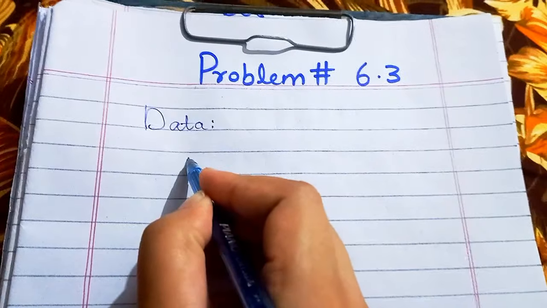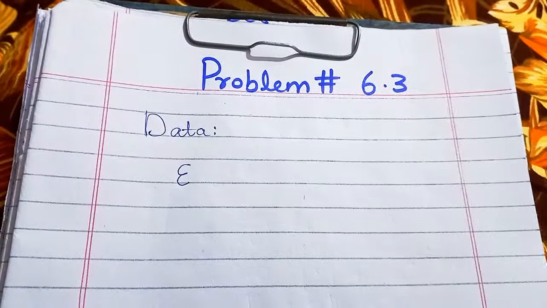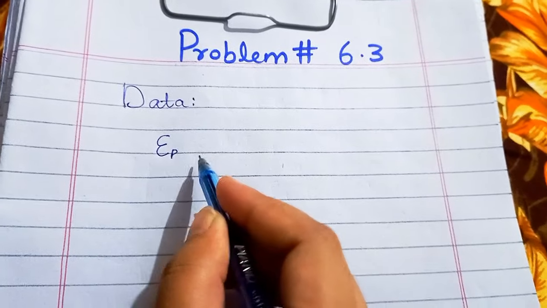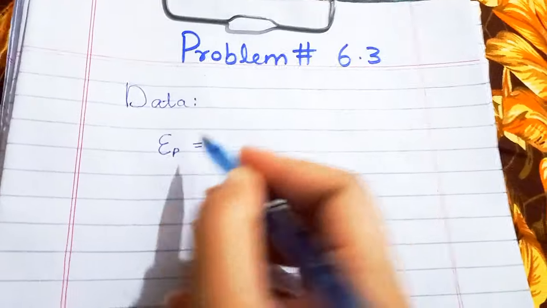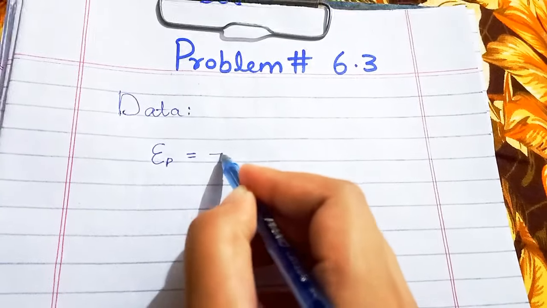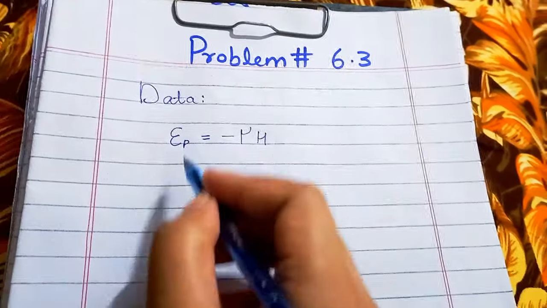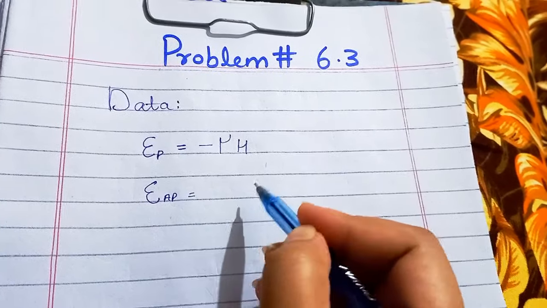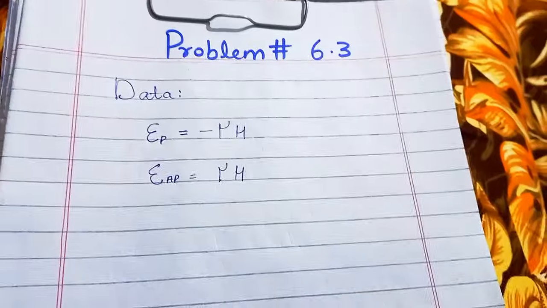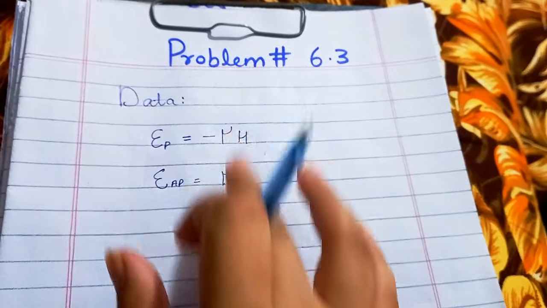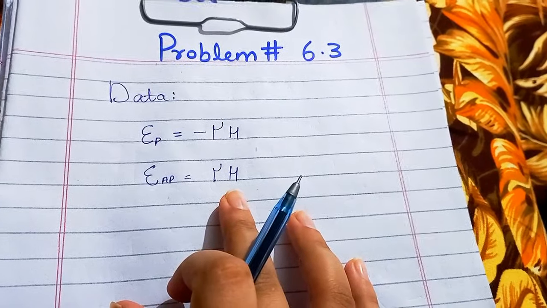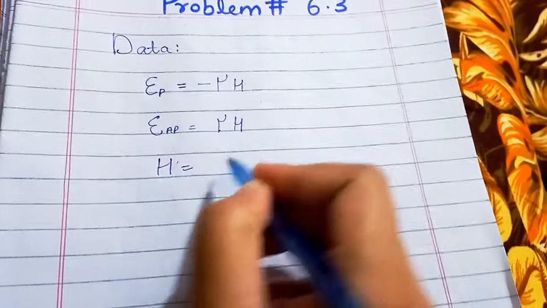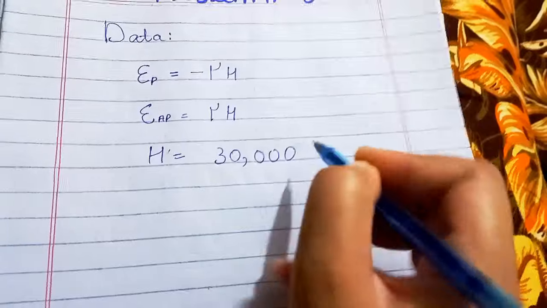As I told you, if the spins are parallel to the magnetic field, I'm writing P, which shows parallel energy. If the spins are parallel, the energy an atom has is minus mu h. If the spins are anti-parallel, AP, then the energy an atom would have is plus mu h. These are the two kinds of energy an atom could have in such a system, and we are given H of 30,000 gauss.